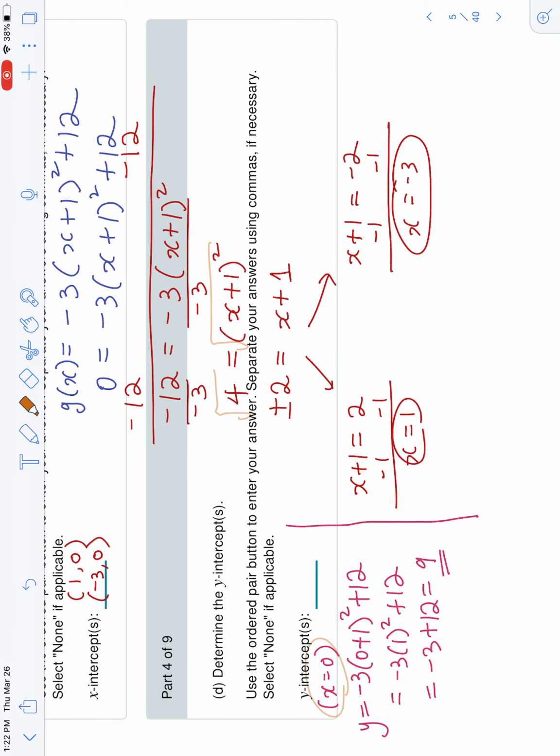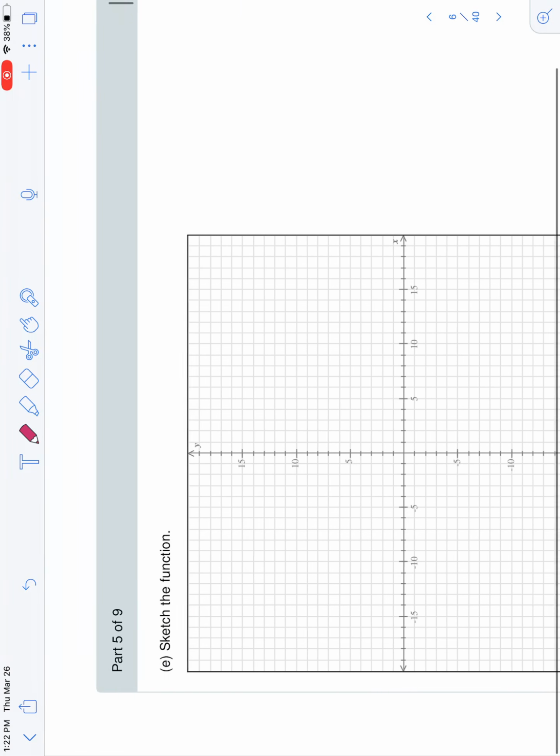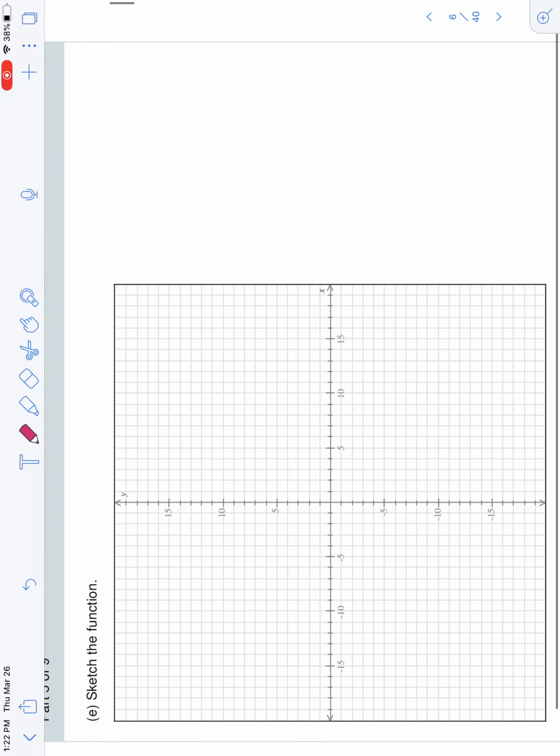What's the ordered pair then? For the ordered pair, we must use the x value and y value. We do know x is 0, y is 9. So the ordered pair will be (0, 9). Now, that's another great looking point for me to plot. So I'm excited to graph this function soon. Let's keep going. Let's go to part 5.